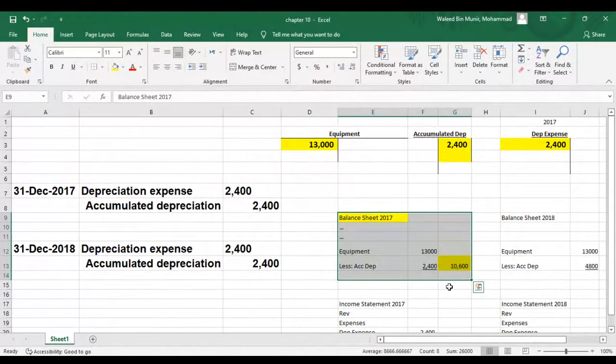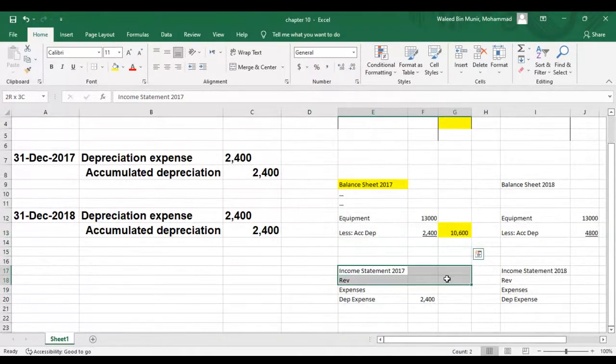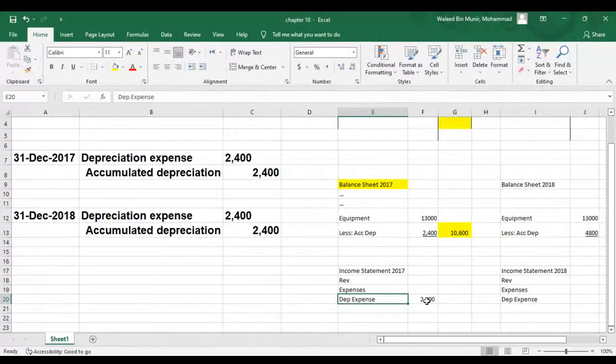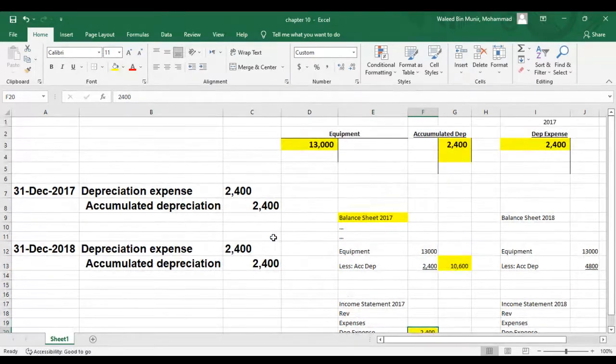Then you prepare your income statement for the same year, for 2017, and you put revenues, whatever it is. We don't have expenses. One of the expenses is depreciation expense. You put it here. So depreciation expense every year will be 2,400 because it's straight line depreciation. Depreciation is same for 2017. Is it clear? 2017? Any question? Now let's move to next year.